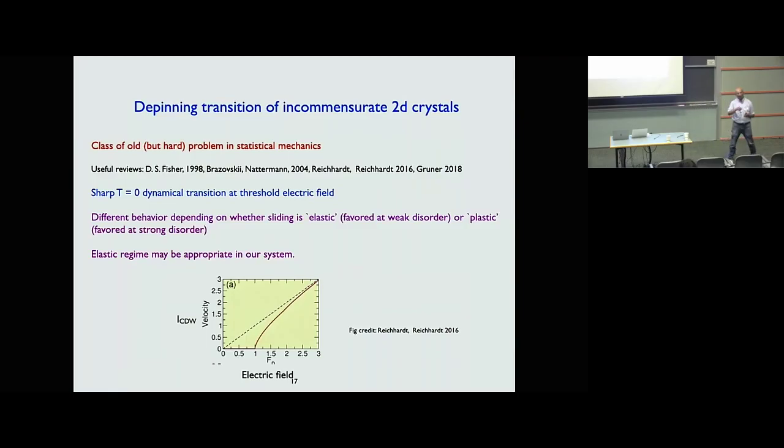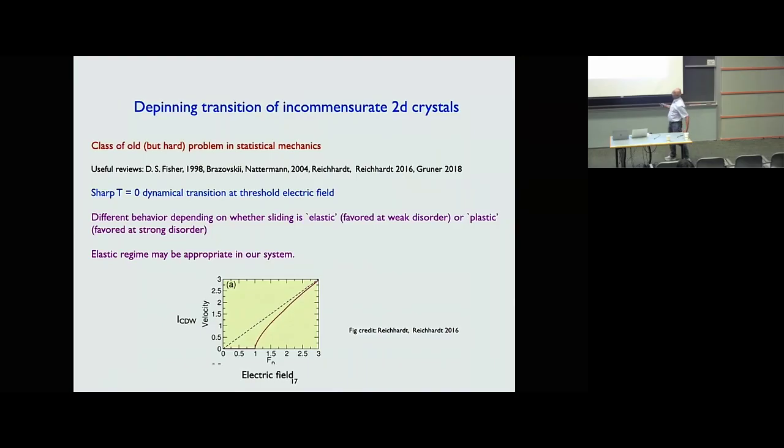Plastic means you introduce topological defects. Maybe a part of the crystal gets stuck to some impurities, and the other part moves, so you tear the crystal apart. So at weak disorder, people expect that it will be elastic, and in the elastic regime, there are numerical calculations that show that the CDW current as a function of electric field has this shape.